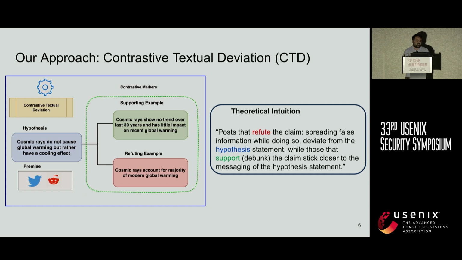We extend this idea of stance detection by introducing this task, contrastive textual deviation, in which we add a pair of contrastive markers, which are basically a supporting and a refuting example for the same claim. And we use this theoretical intuition that posts that refute the claim deviate from the hypothesis statement, while those that support the claim stick closer to the messaging of the hypothesis statement. And by giving this additional set of contrastive markers, we want to perform stance detection in an unsupervised way.